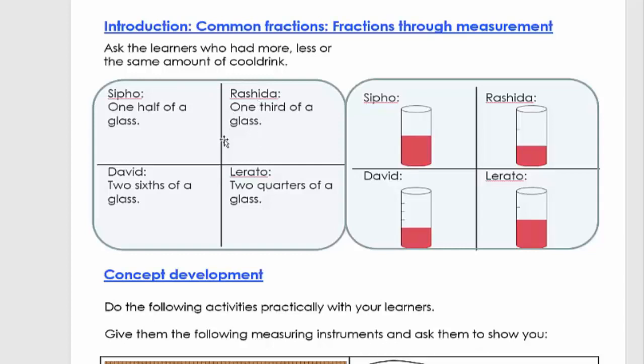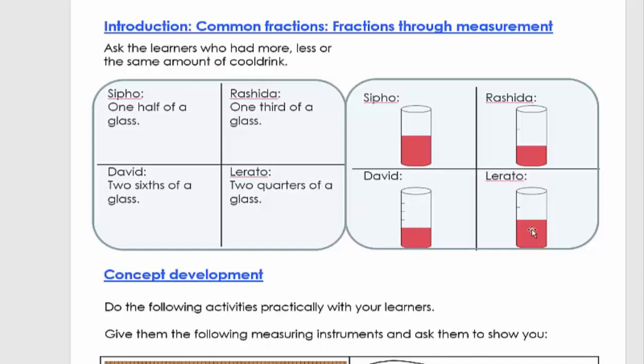Okay, welcome back. Let's quickly look at Sipho. Sipho had 1/2. Rashida had 1/3. So we know Sipho had more than Rashida. Now we're going to look at David, Sipho, and Rashida. David had 2/6. But using our fraction rule, we see that 2/6 equals 1/3. So Rashida and David had the same amount, and Sipho had more.